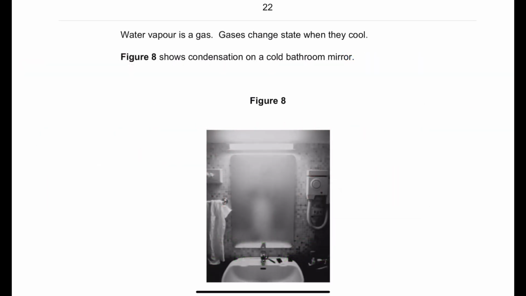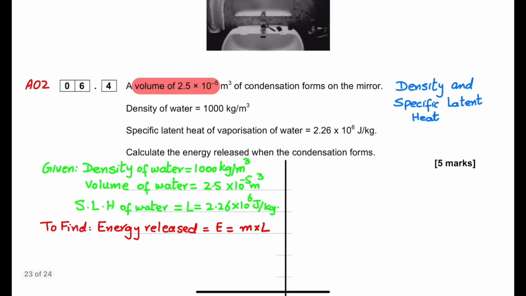Water vapor is a gas. Gases change state when they cool. Figure number 8 shows condensation on a cold bathroom mirror, which is shown here. 6.4 is an AO2 question, and this question is from the topic of density and specific latent heat.